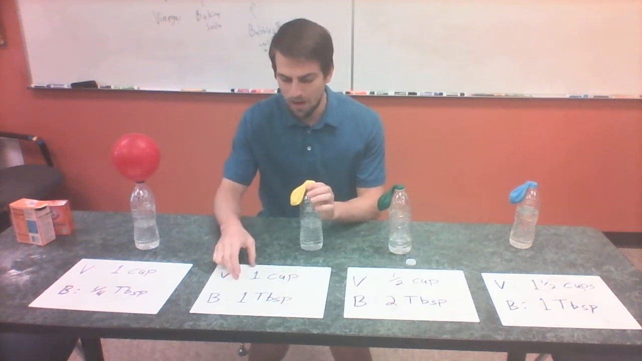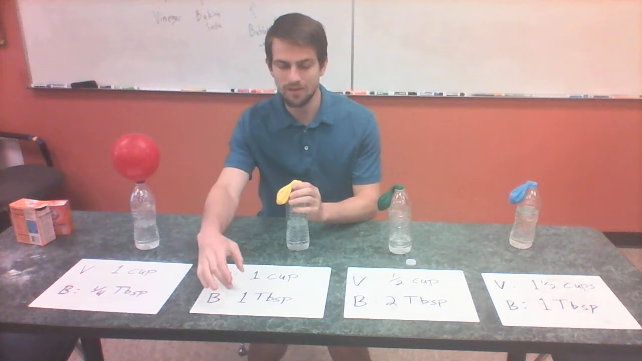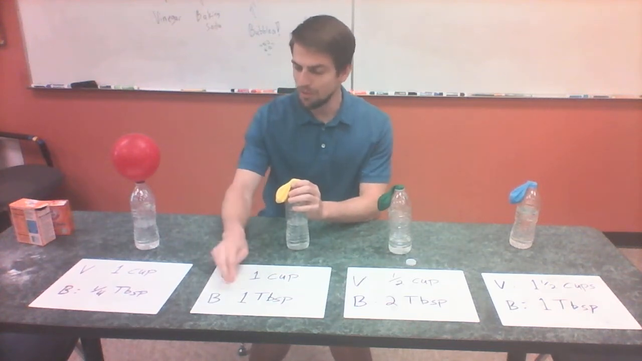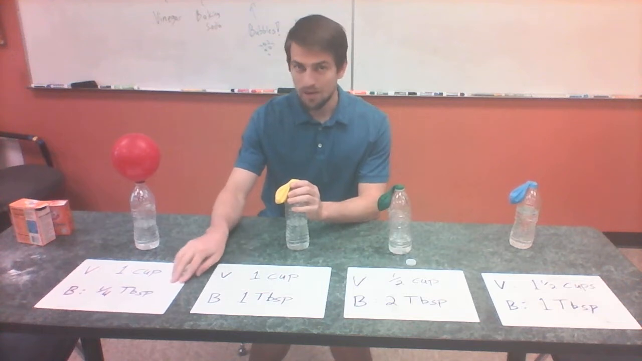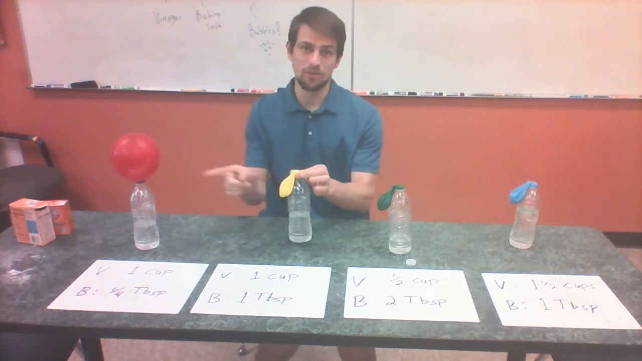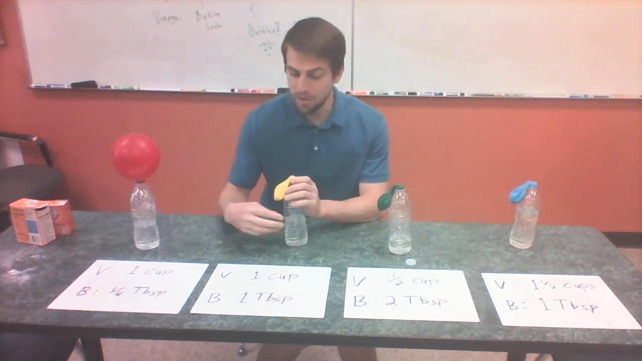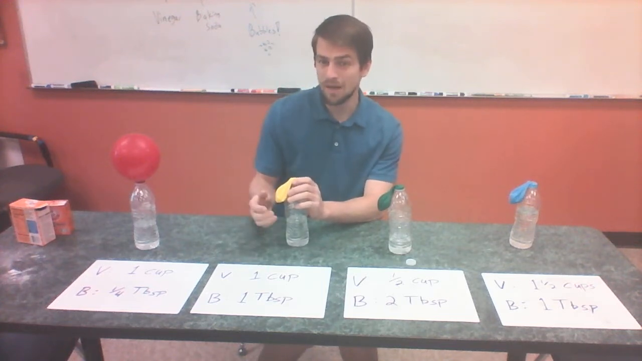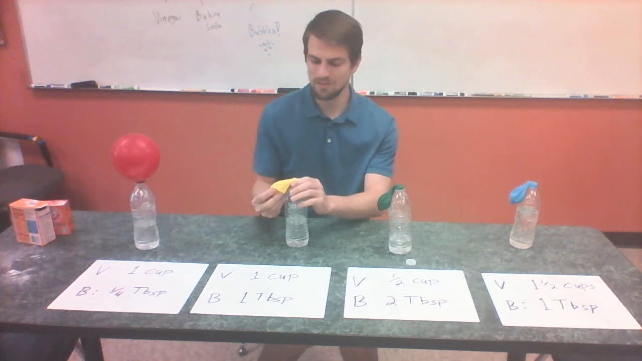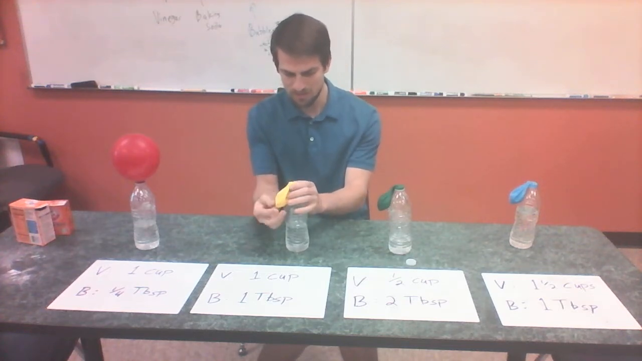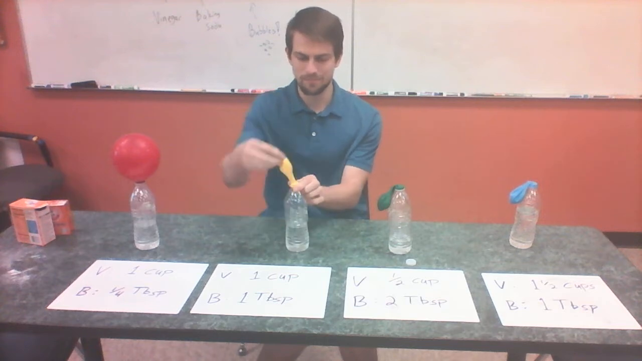So this is 1 cup of vinegar to 1 tablespoon of baking soda. Notice we multiplied the baking soda by 4. So potentially we could get a balloon that's 4 times as big as that. Hopefully the balloon can take it and it won't pop. But if the vinegar is a limiting reactant, then we might not get a balloon that's 4 times as big. But let's go ahead and see what happens. Let me make sure my balloon's on tight. And here we go.